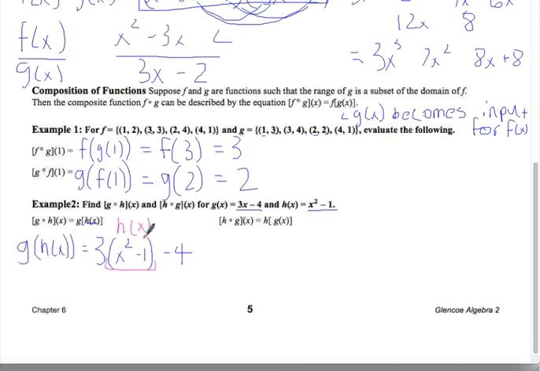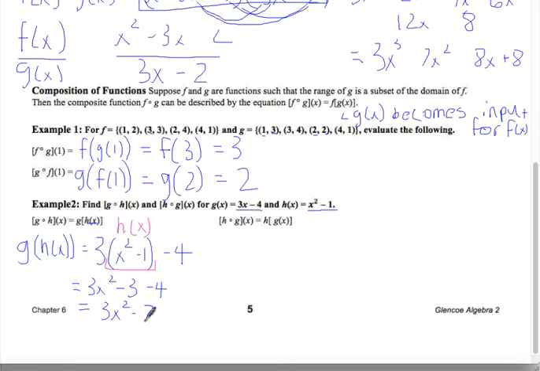And I inputted that for the variable in g. And then I could expand and get, if I distribute the 3, I would get 3x squared minus 3 minus 4, or 3x squared minus 7.